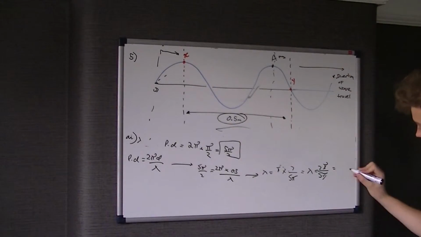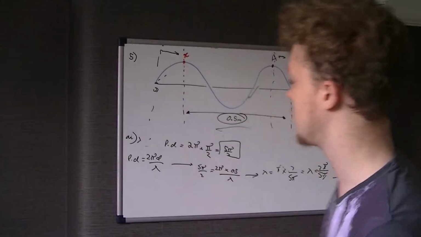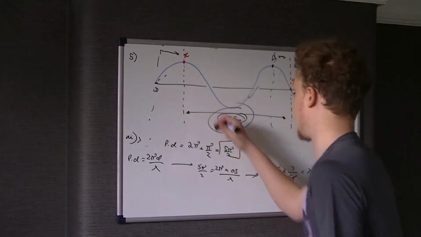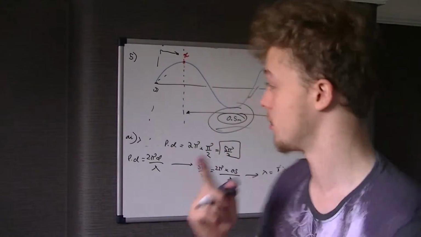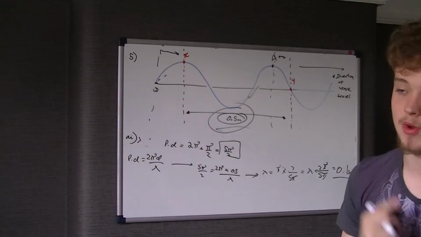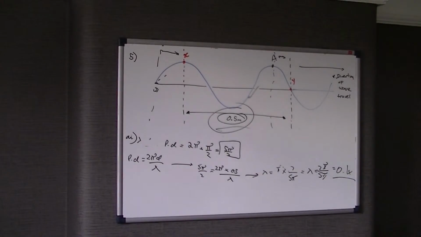So these pi's cancel, okay, which means the wavelength, according to our calculations, is 0.4 meters. You think that is likely to be correct because it is less than 0.5 meters, which is quite clearly greater than the wavelength. The distance between x and y is greater than the distance between two peaks of x and a. Okay, so hopefully that makes sense.